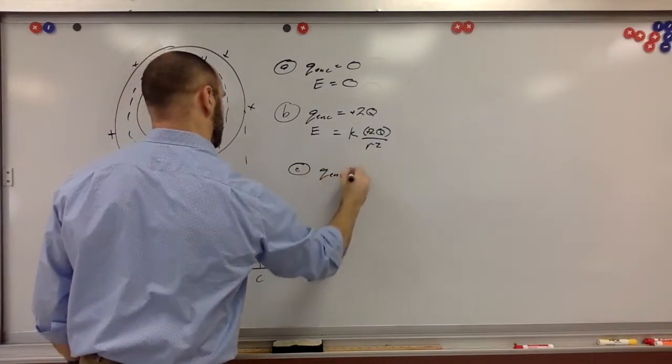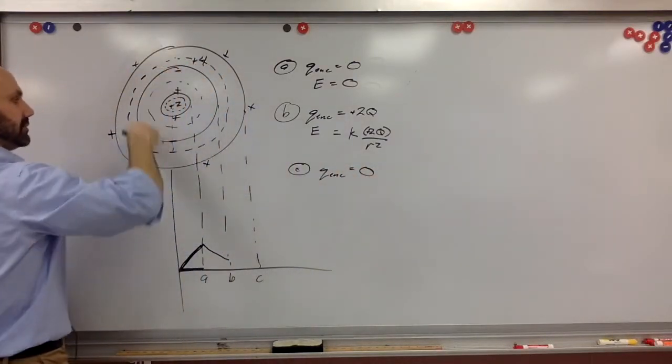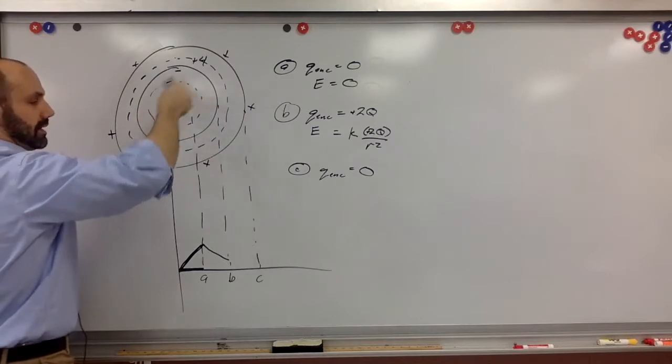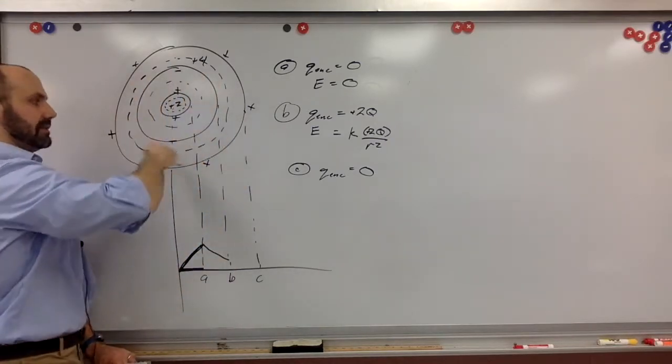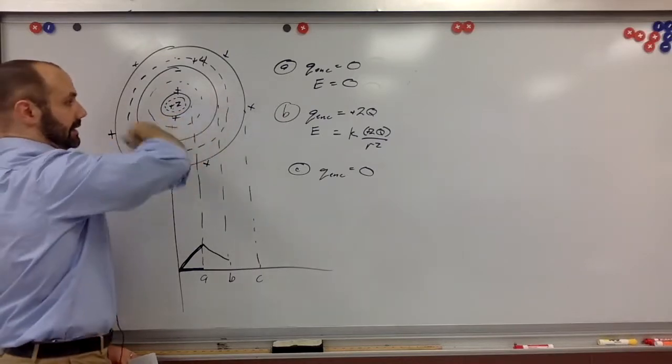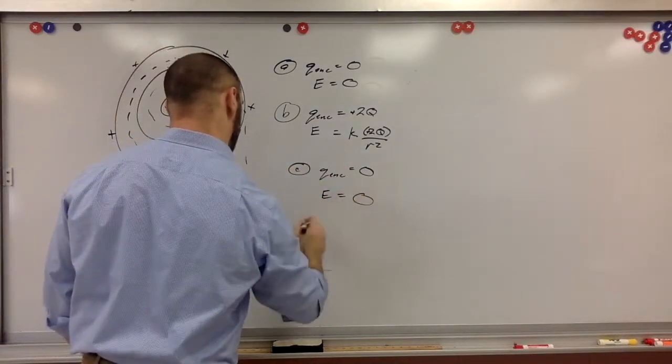Enclosed in here between B and C, Q enclosed is 0. If I'm going around, I have this positive 2, but the negative 2 collected on the inside surface here balances that out. So the Gaussian surface, this imaginary spherical surface that I draw in here, Q enclosed is 0, so the electric field then is also 0.